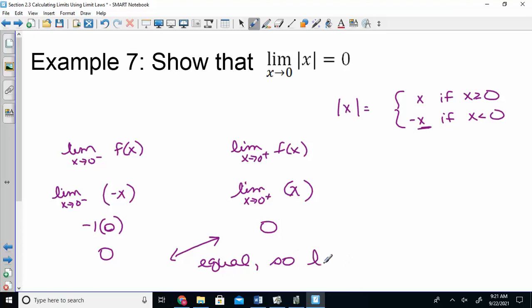So overall, the limit as you approach 0 is also 0. Okay, we could have got that from a graph too, if you think about the absolute value. Those pieces meet there, so it all works out. But here we did it using our limit laws. Questions?